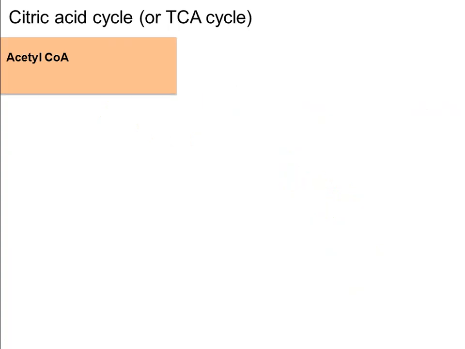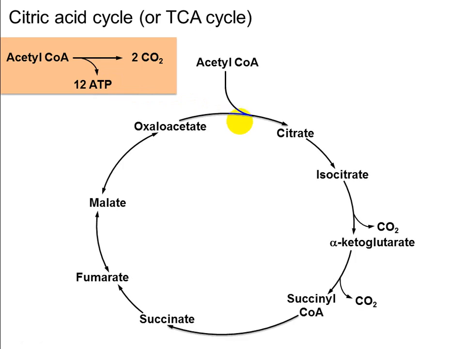Now, let's take a closer look at the TCA cycle. The overall results of TCA cycle can be summarized in one reaction. Acetyl-CoA that carries 2 carbons is broken down to 2 carbon dioxide. Energy is conserved in high-energy compound. The detail of TCA cycle is shown here. TCA cycle is comprised of 8 reactions catalyzed by 8 enzymes.